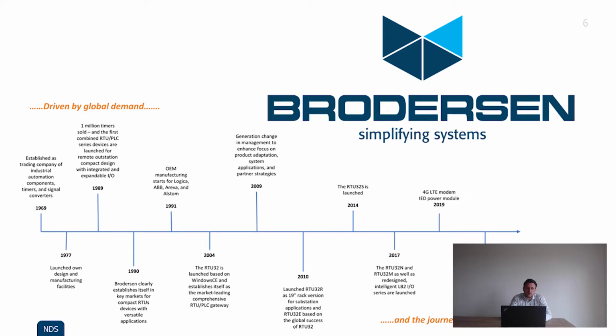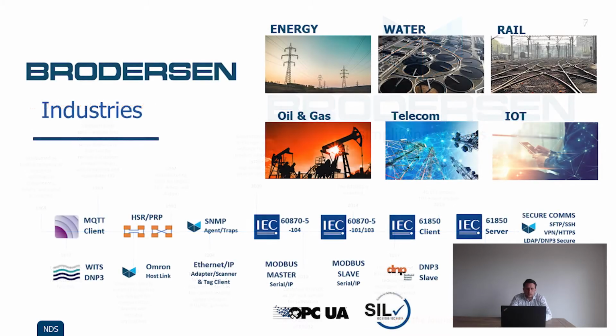We have offices all around the world, and currently we are located in Copenhagen, Denmark, which is our headquarters, London in the United Kingdom, Melbourne, Australia, Washington, DC in USA, and also in Seoul, South Korea. Our main industries are energy, water, rail, oil and gas, telecom, and also IoT. And the reason why we're able to be in all these industries is because of the versatility of our products.